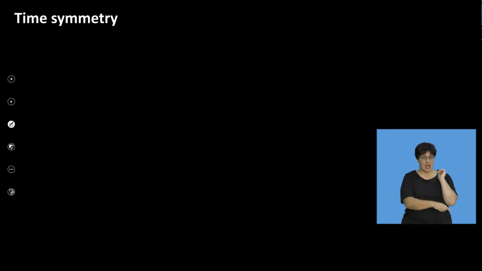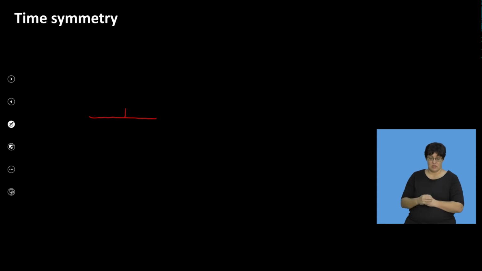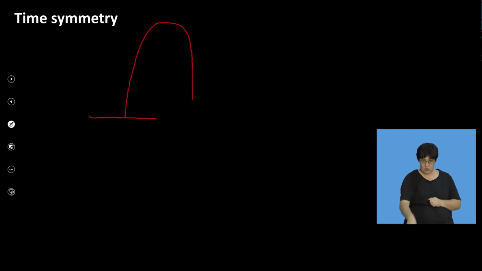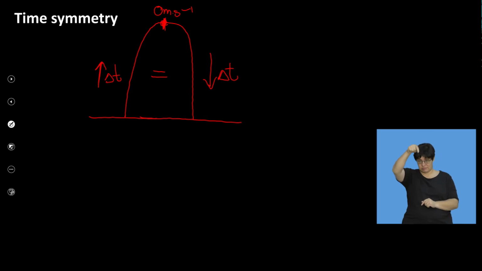Last thing we're going to do before we take a short break is time symmetry. What this says to us is if I have an object that gets thrown up and then comes back down to exactly the same place, the time it takes to go up is equal to the time it takes to come down. They're going to use that often. So the time it takes to get to this point where it stops, so my velocity there is 0, is exactly the same to get back to where it started.